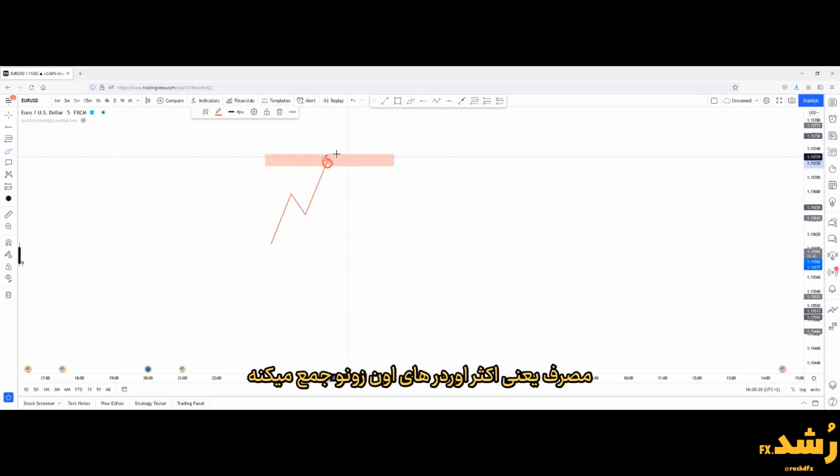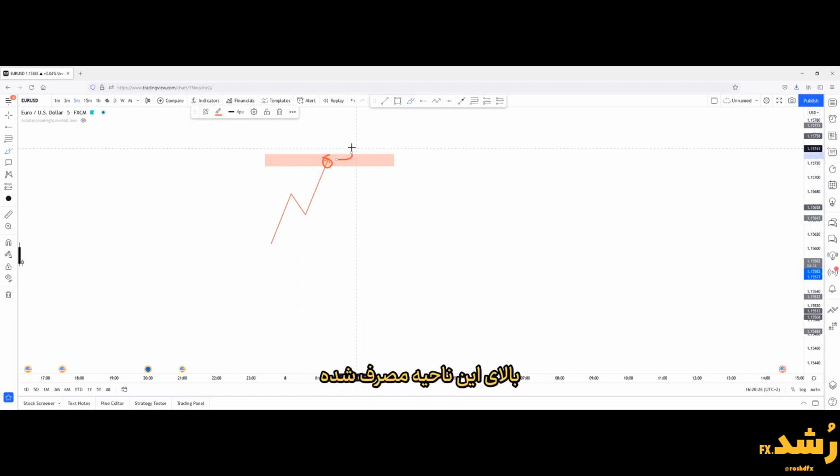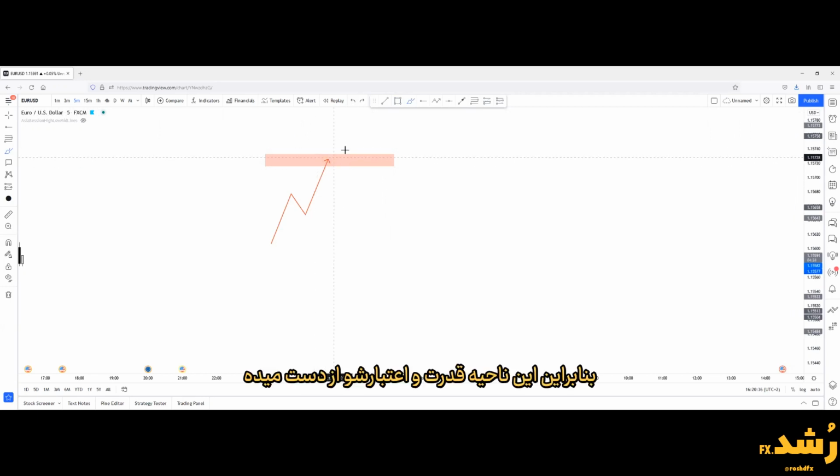And this mitigation means we collected most of the orders from this zone. So there might be orders above this mitigation, right? In this little area, there might be orders, of course, but we collected the majority of the orders. So this zone becomes invalid.